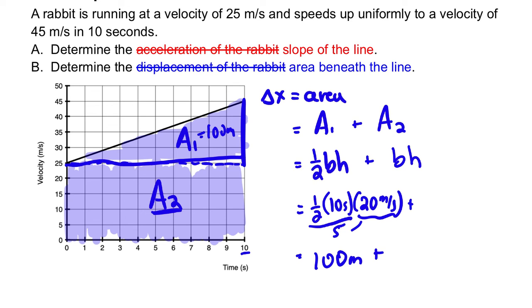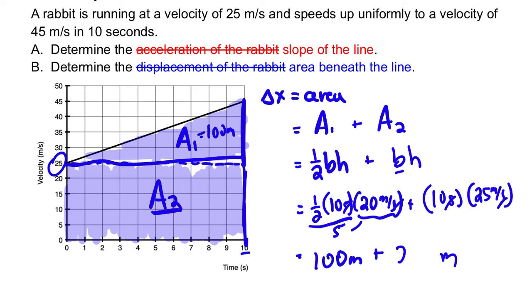This one here has a base of 10 seconds and has a height of 25 meters per second. So again, our seconds will cancel just like they did before, leaving us with meters, and then we have 250 meters brought to the party from this rectangle.